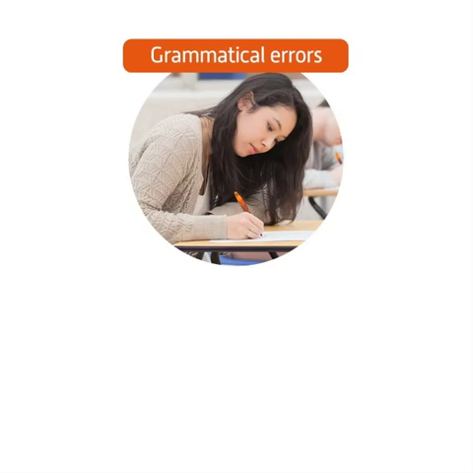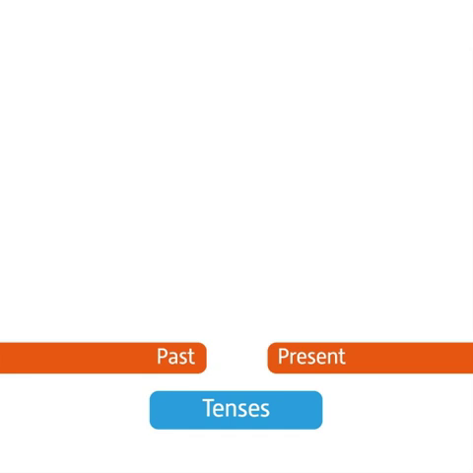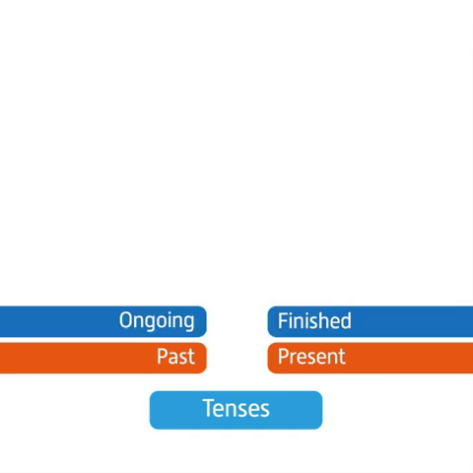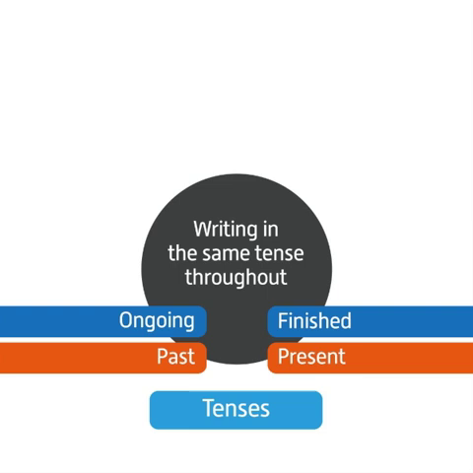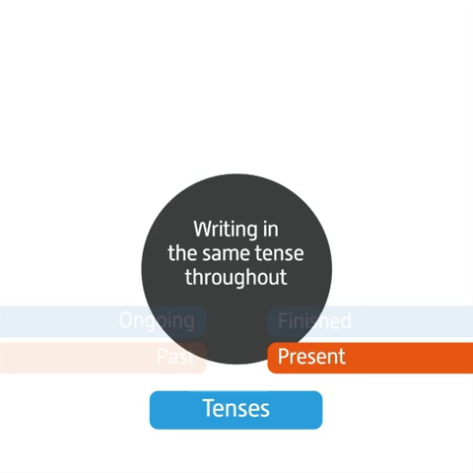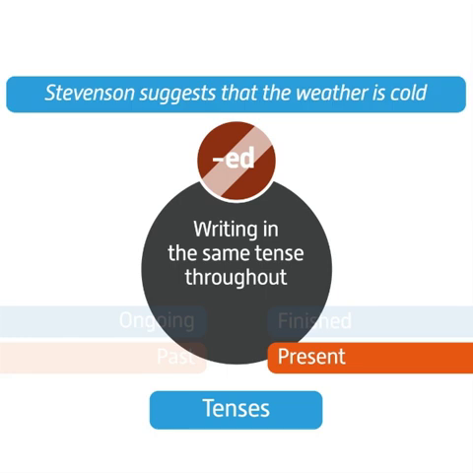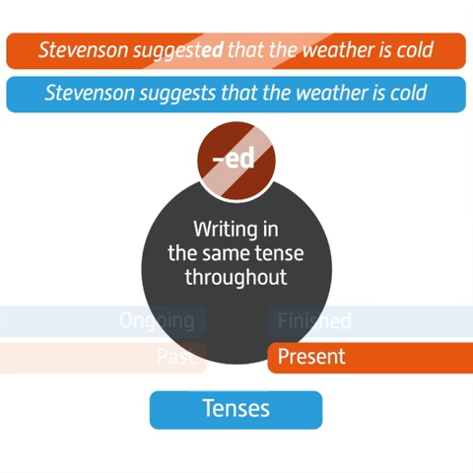One of the first things to check is that your tense is consistent. We use tenses to show whether things are happening in the past or present, and whether they're ongoing or finished. You should be writing in the same tense all the way through your answer. In most cases, this is the present tense. This means that you avoid adding ed to sentences. For example, you would write, Stevenson suggests that the weather is cold, and not, Stevenson suggested that the weather is cold. If you've alternated throughout your answer, switch it all to the present tense.